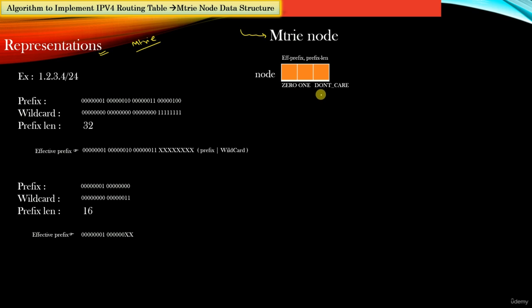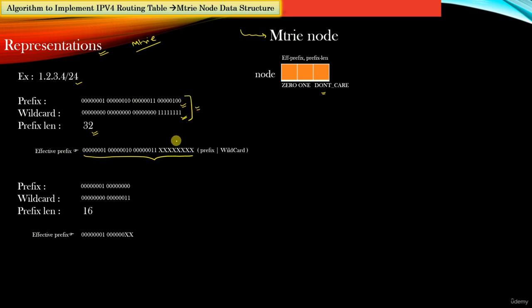Alright, so this is the diagram which shows a typical mtry node which will be used to store routes. Each node of an mtry is going to store a route. Let us discuss with the help of an example how each node in an mtry will store information. Suppose that we have a route 1.2.3.4/24. We will express this route in terms of prefix and wildcard. For IPv4 routes, the prefix len is 32. Following is the effective prefix that we will derive from the prefix and wildcard combination.